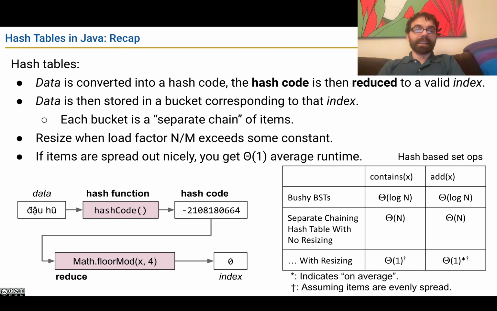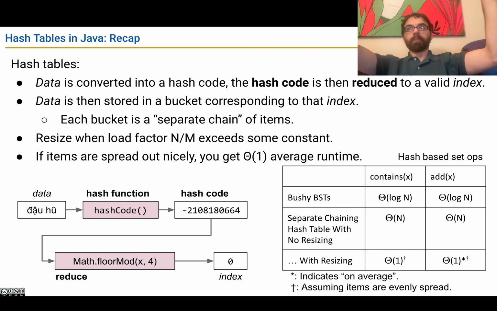Now, each of the buckets that I get are sometimes called a separate chain of items because you can think of them as a bunch of separate linked lists. And the job of the hash table is basically just to dispatch queries to each of those linked lists and hopefully get better performance by having many linked lists.